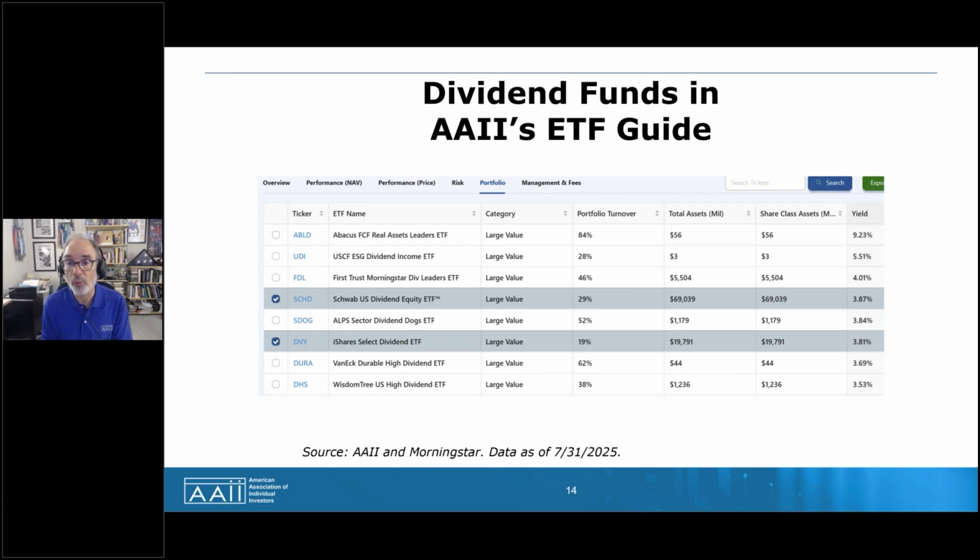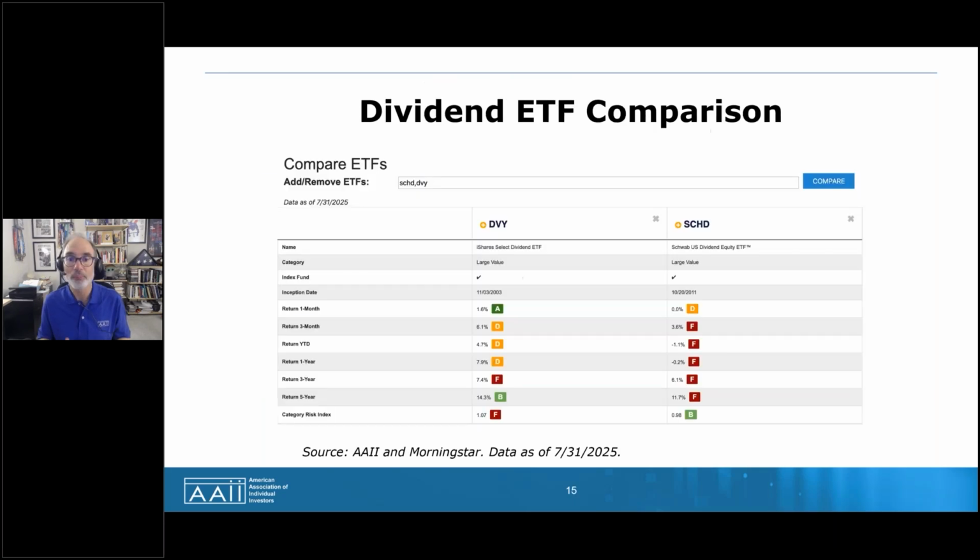And here's one thing I want to point out here. You notice that I have two stocks check marked. In our ETF guide and our mutual fund guide, if you check those check boxes, it actually gives you the chance to do side-by-side comparisons, a hidden gem in our ETF guide. So here's an example, and I have two ETFs right here. You're seeing the iShares Select Dividend ETF and the Schwab US Dividend Equity ETF.